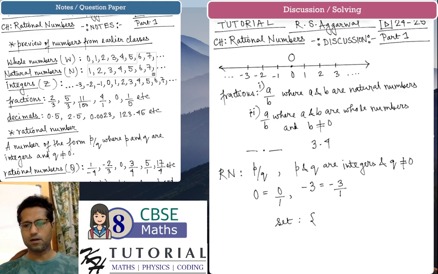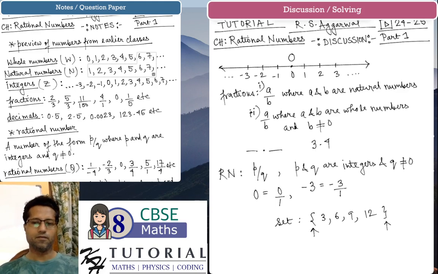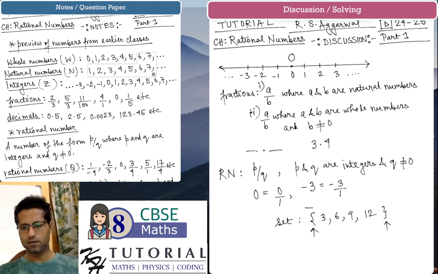Let's say a collection of numbers. You write the collection of numbers in curly braces. So if I write 3, 6, 9, let's say 12, this is the collection of all multiples of 3 which are less than or equal to 12. So we write a set like this: a collection of numbers separated by commas inside an opening and a closing curly brace. This whole thing denotes a set.